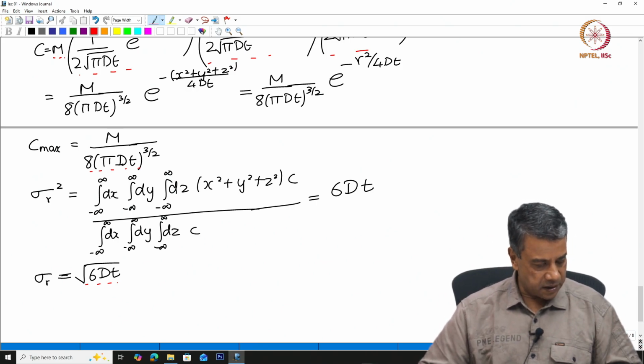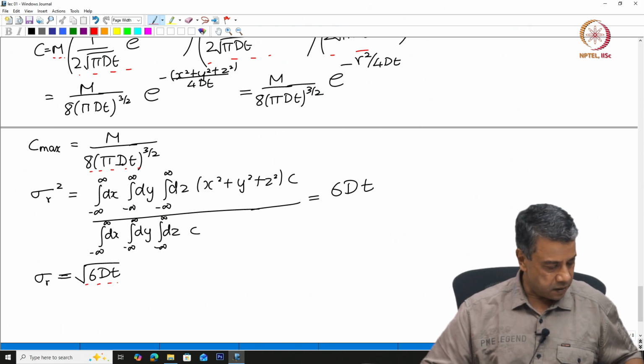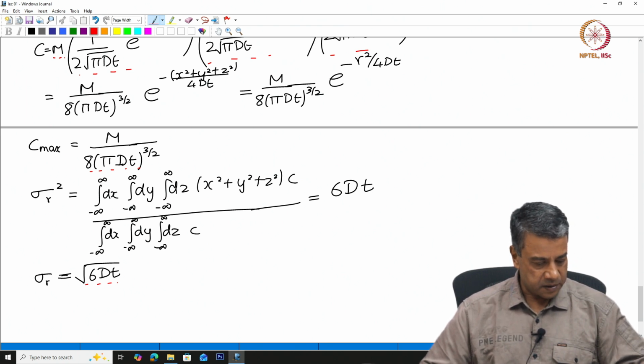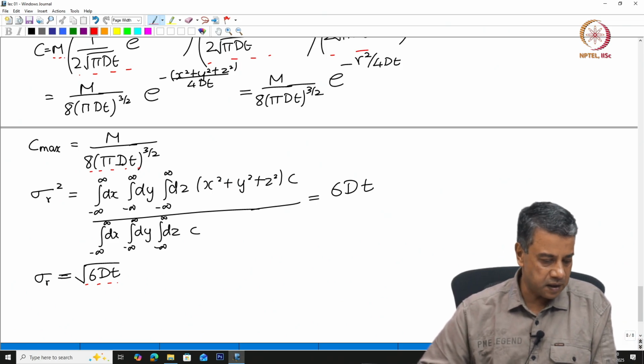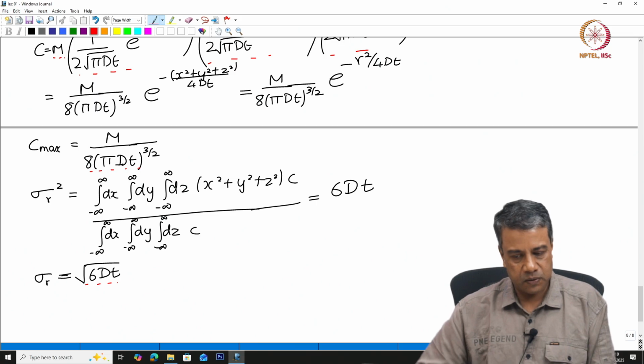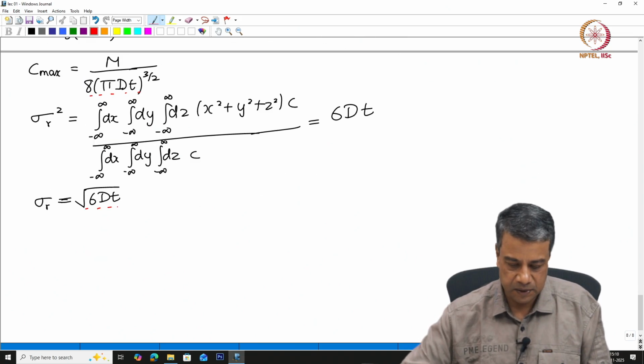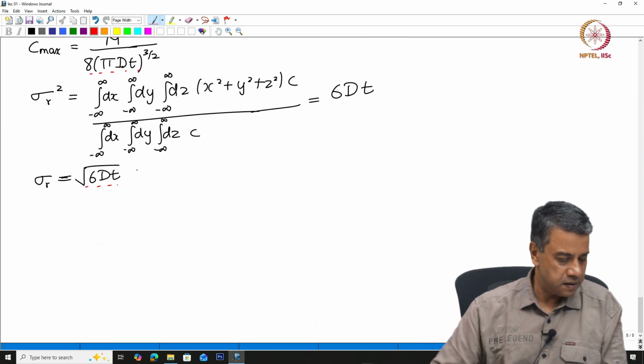So, this is a summary of the spreading of a pulse in one dimension and in 3 dimensions, and one can do that in 2 dimensions as well. I will leave that as an exercise.